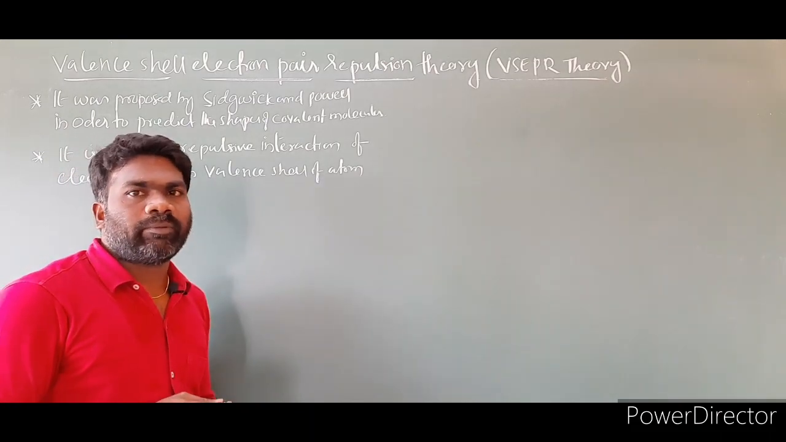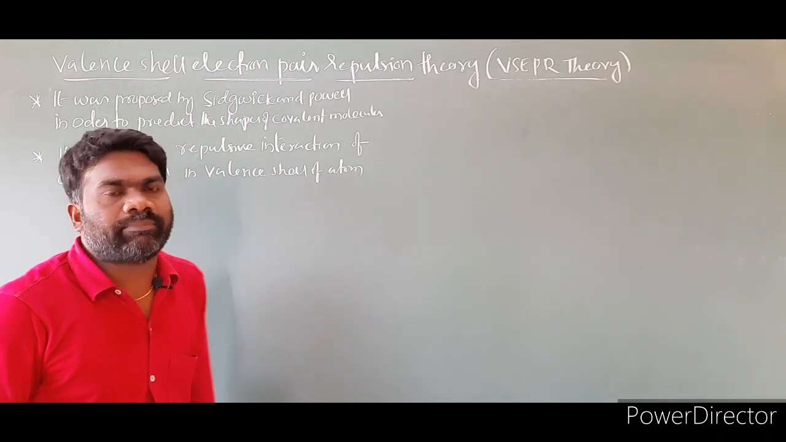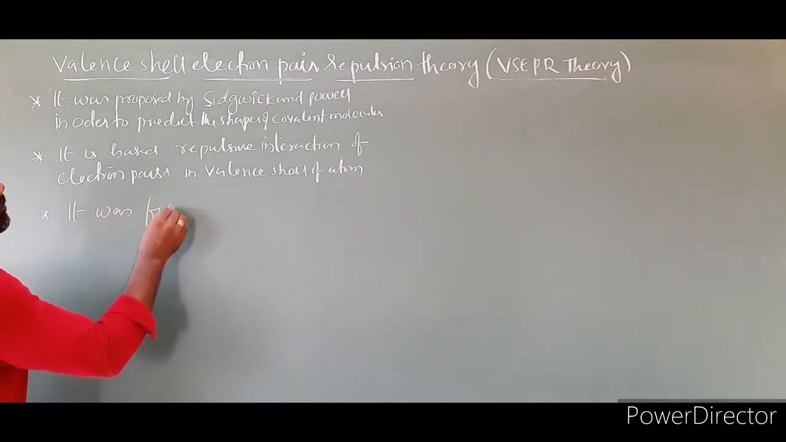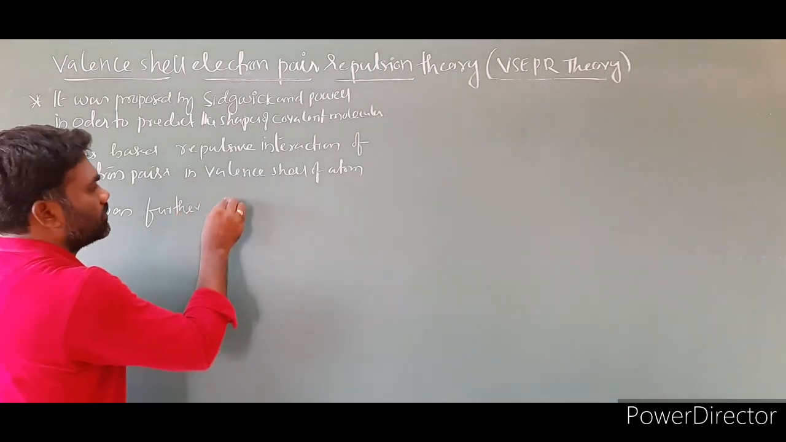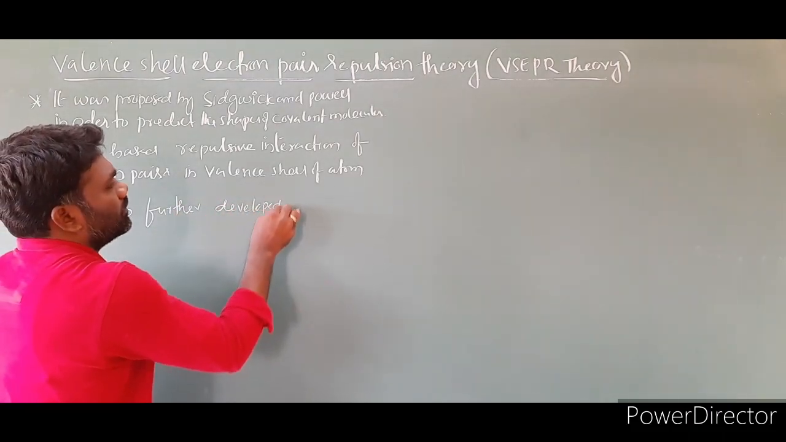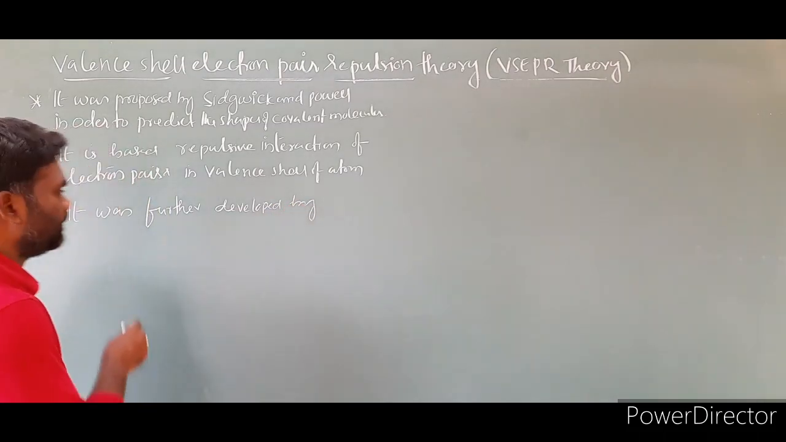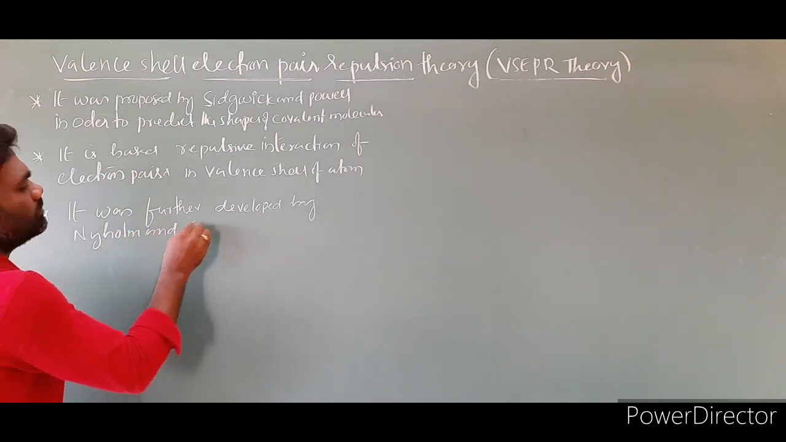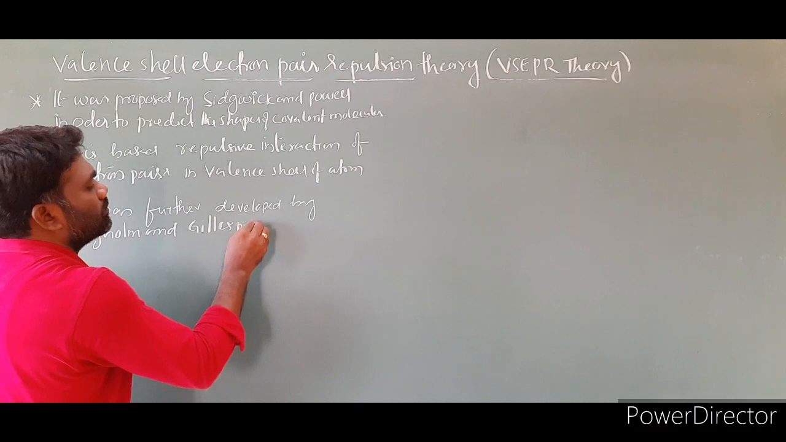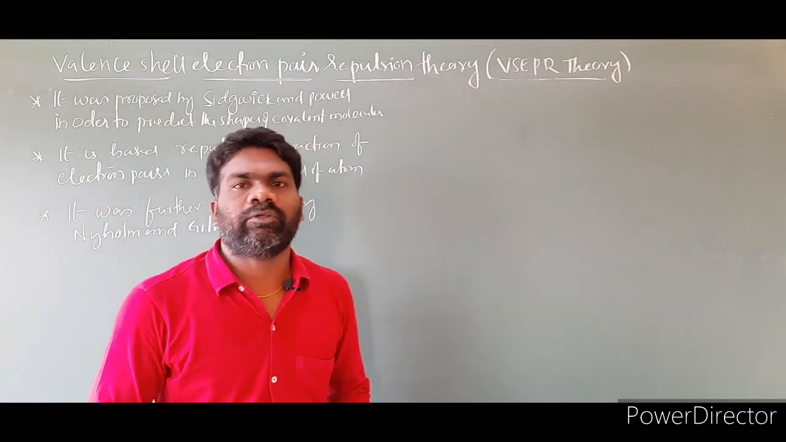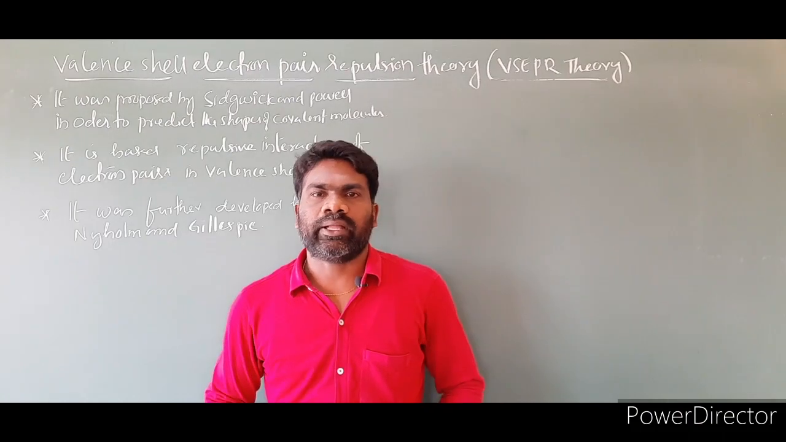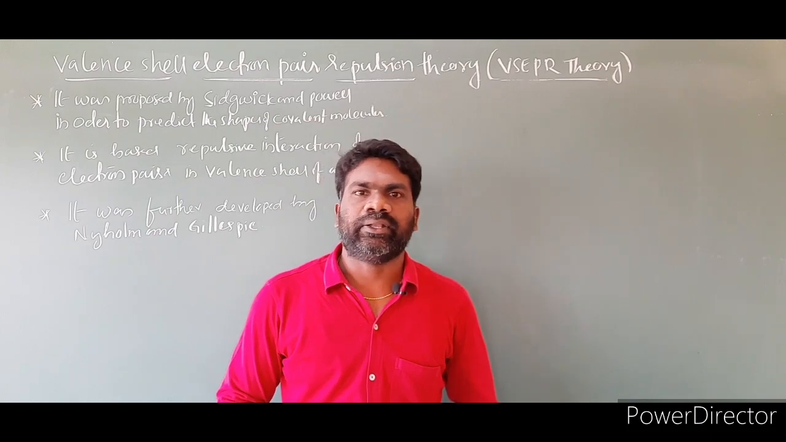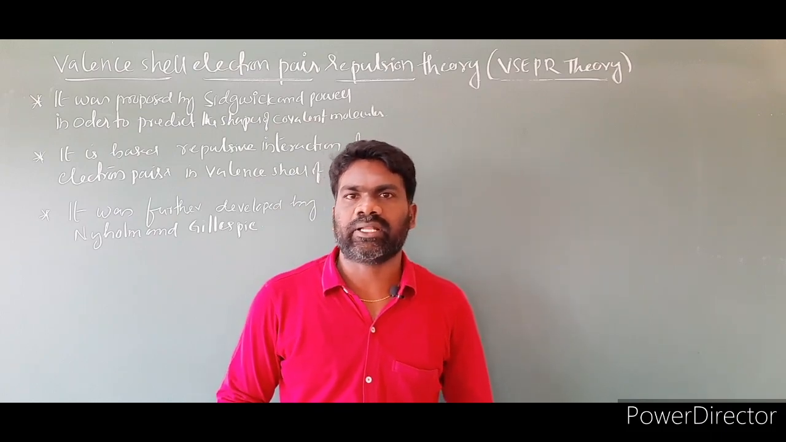Later it was further developed by two scholars, Nyholm and Gillespie. According to valence shell electron pair repulsion theory, the shape of the molecule depends upon the number of electron pairs in the valence shell around the central atom.